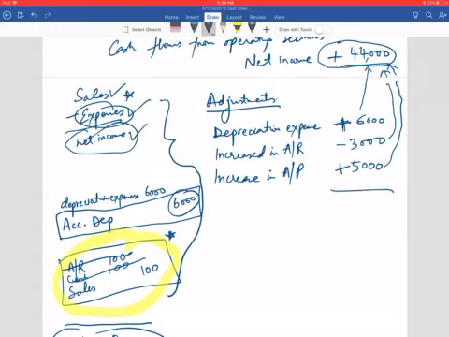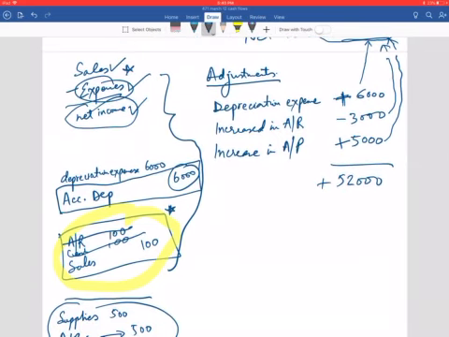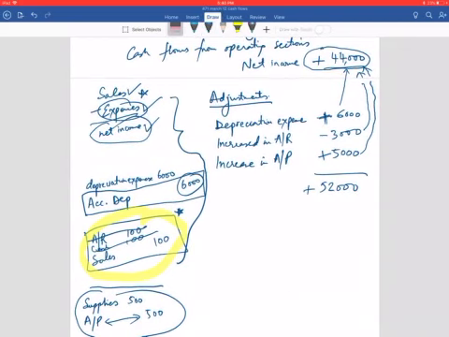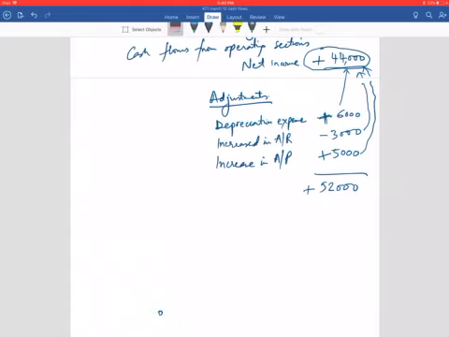Okay, so if you sum it all up, it is going to be 44,000 plus 6 minus 3 plus 5 is $52,000. This is the money you're getting from cash flow from operating activities, right? So I'm going to clear this off, and I'm going to start now the next section of the statement of cash flows, which is the investing activities. Okay, cash flow from investing activities.